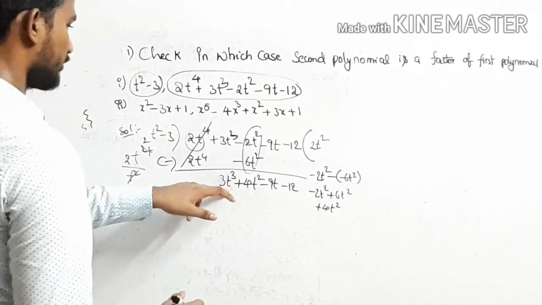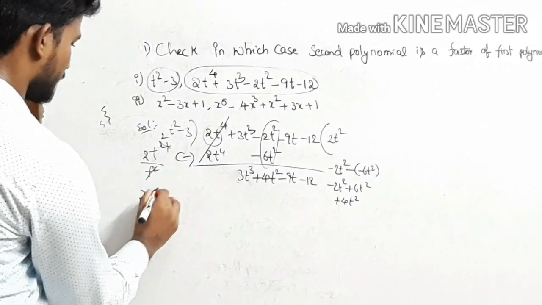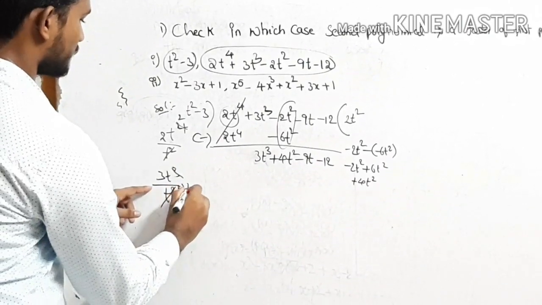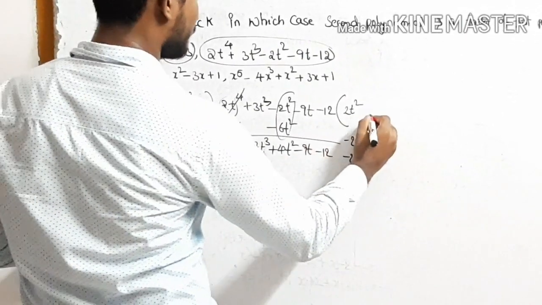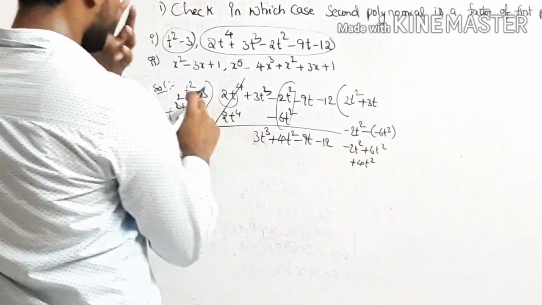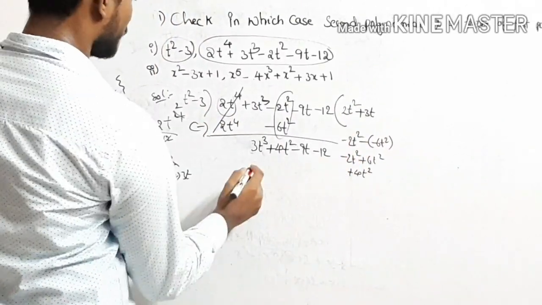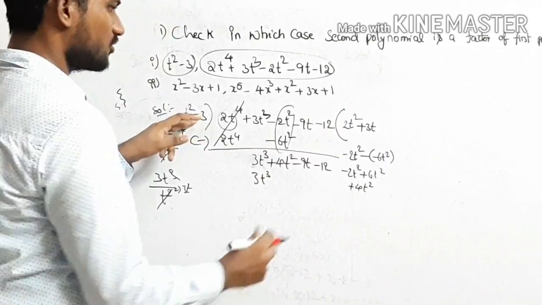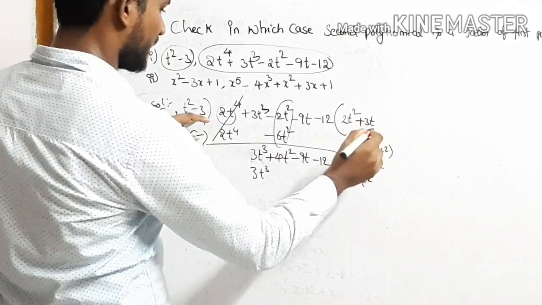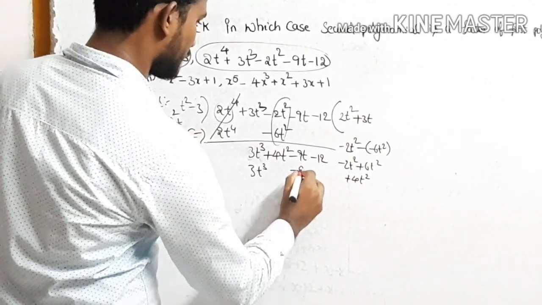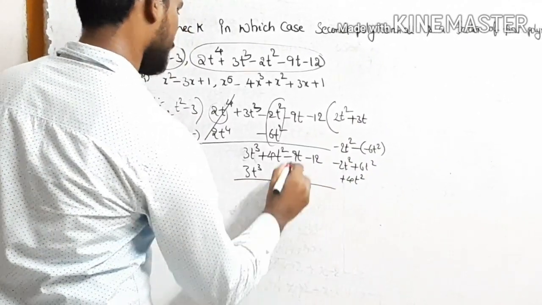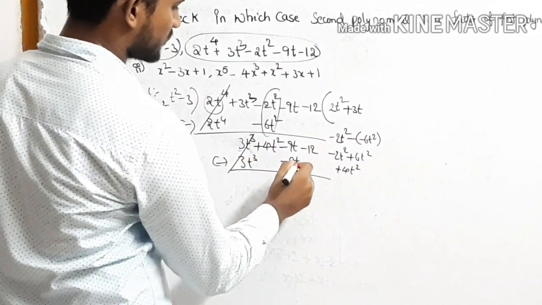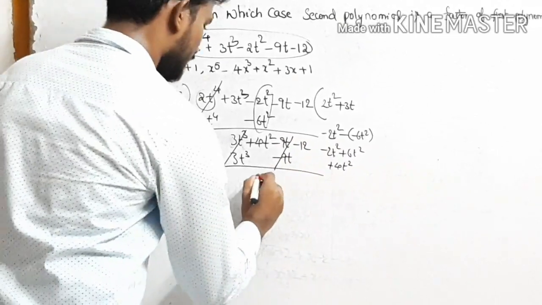Then divide 3t cube by t square. This one cancels, that is 3t. Write plus 3t. t square into 3t is 3t cube. Next minus 3 into 3t, minus 9t. This take minus, this one cancels. Minus 9t plus of minus 9t is also cancelled.